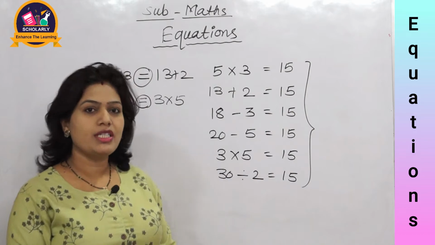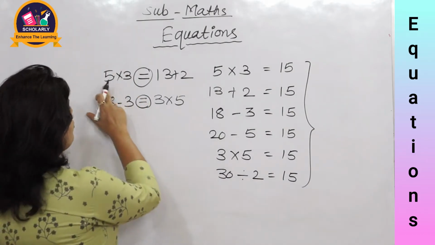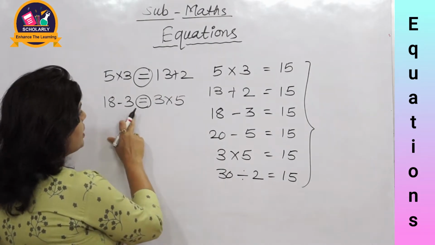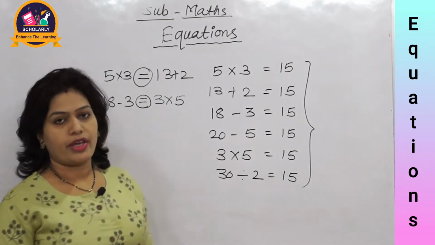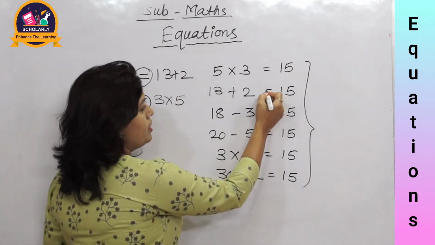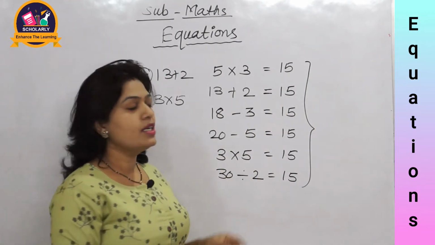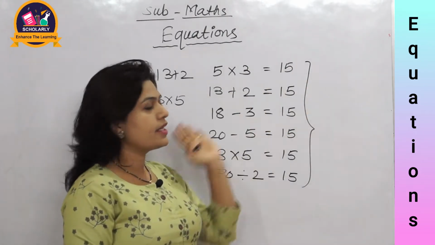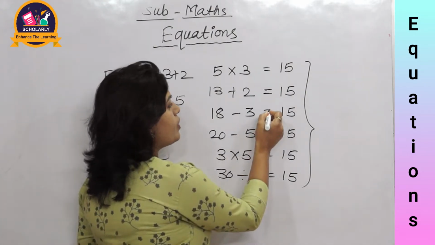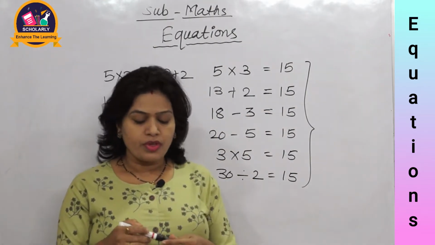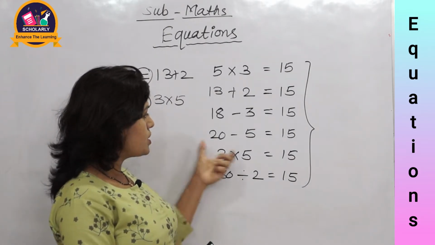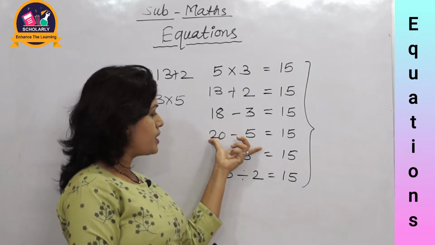In other words, we can write these operations like 5 into 3 equals 13 plus 2, or 18 minus 3 equals 3 into 5, because both sides are equal. This equal to sign itself shows that the left hand side and the right hand side are equal. This is the sign of equality. With the help of this equal sign, it just shows that the left hand side and right hand side are equal.